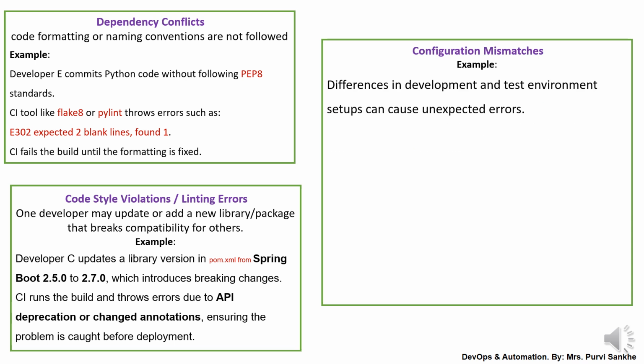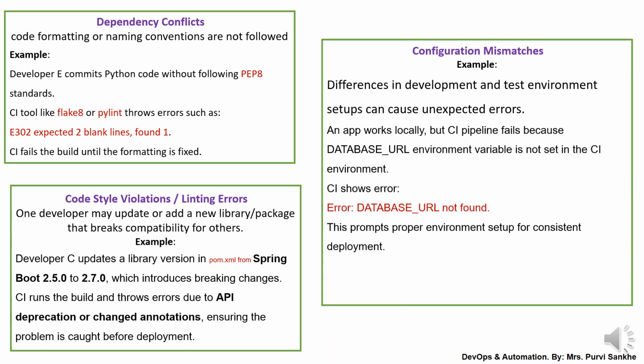The other issue can be configuration mismatch, where differences in development and test environment setup can cause unexpected errors. An example is an app working locally but the CI pipeline failing because the database URL environment variable is not set in the CI environment. It will show an error stating database URL not found. This prompts proper environment setup for consistent deployment, and the issue of configuration mismatch will also be solved by continuous integration. So we have seen these different issues which can be easily solved by continuous integration in DevOps.